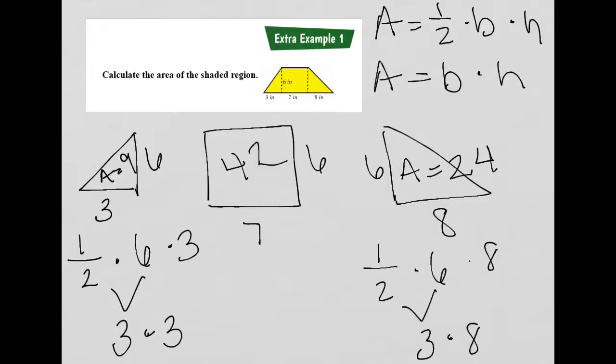Now I would simply go ahead and add all these together. So do 42 plus 24 plus 9. You should have gotten a grand total of 75 inches squared.